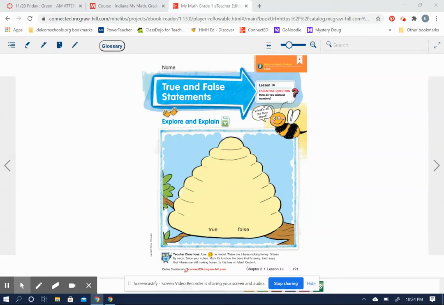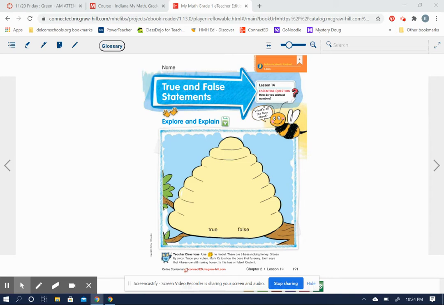Hello. Okay, it's time to do math again. I hope you have your pages out and ready to go. We have been talking about subtraction for quite some time now, and today we're going to evaluate whether or not some subtraction sentences are true or false. If they are true, that means that they are correct. If they're false, that means they are not correct.